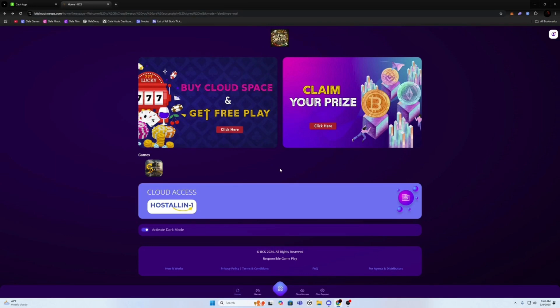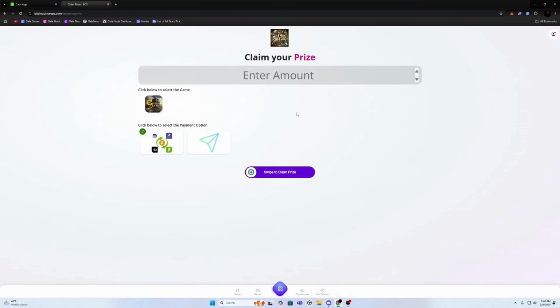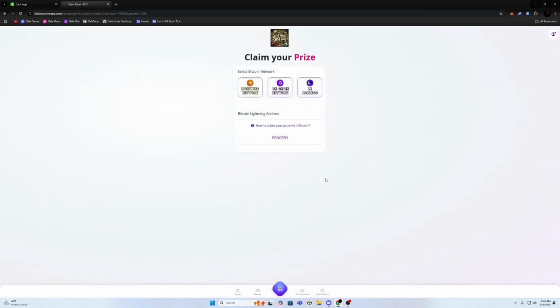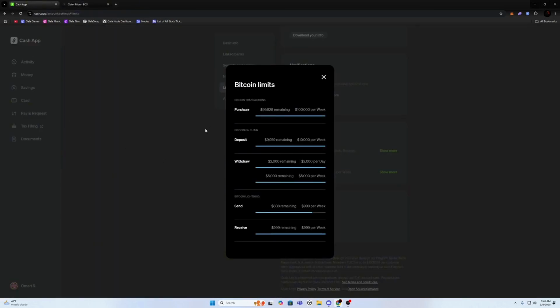Let's say, for example, I'm playing and I win $1,000 and I want that all in one transaction right now. We're going to click claim your prize. We're going to enter the amount. Going to confirm. You're going to be prompted on this page to enter the address and select which network you want to use. For this example, as I said, $1,000 is our example amount. I'm going to be using Cash App because that's a popular wallet to use. So I already have my limits pulled up.